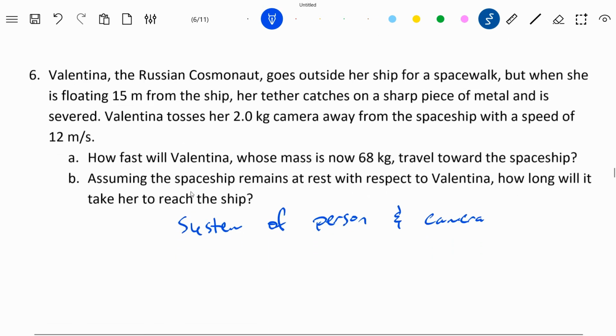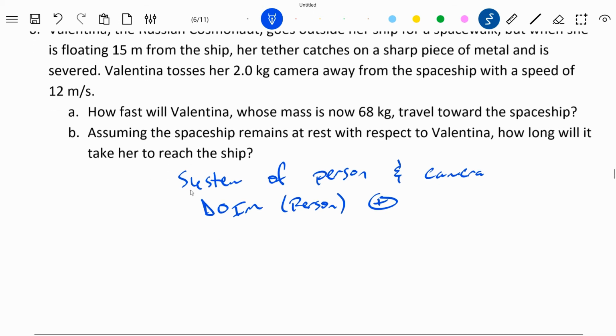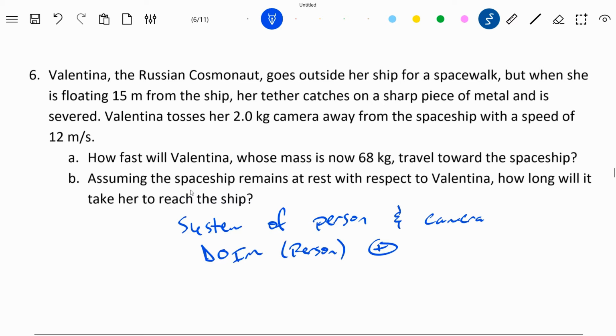I'm going to say the person is going to start moving one way. Of course, the camera goes the other way. So what if I say the direction of initial motion for the person will be positive? That means the camera is essentially going in the negative direction and the person is going in the positive direction after she throws the camera. Okay, so let's get all these numbers in here.